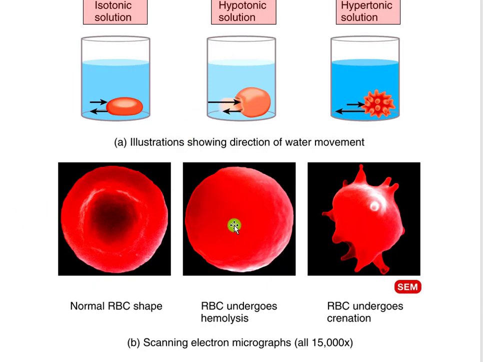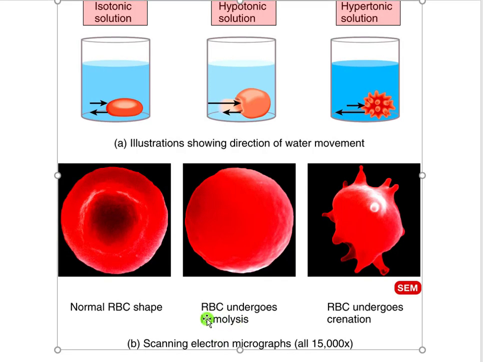The cell swells up like this. Here it's got this nice clean shape. Here it starts swelling up like a big fat balloon, and then eventually it could pop. And if it pops, we call that hemolysis. Lysis, you've heard that term before, means to break. Remember, glycolysis was breaking glucose. Lipolysis was breaking fat. Hemolysis is breaking red blood cells.